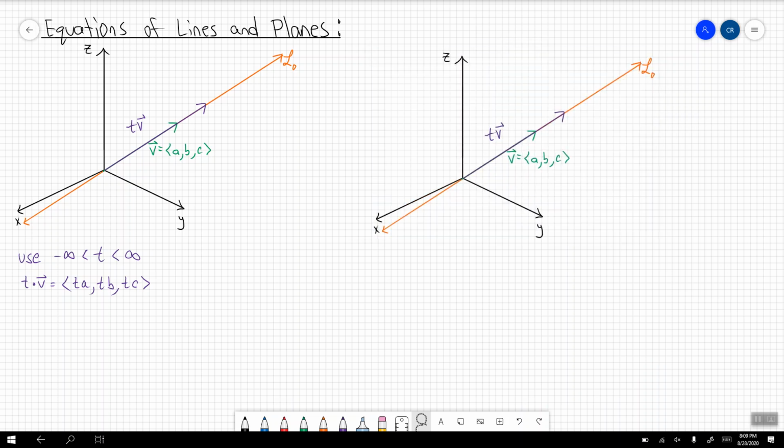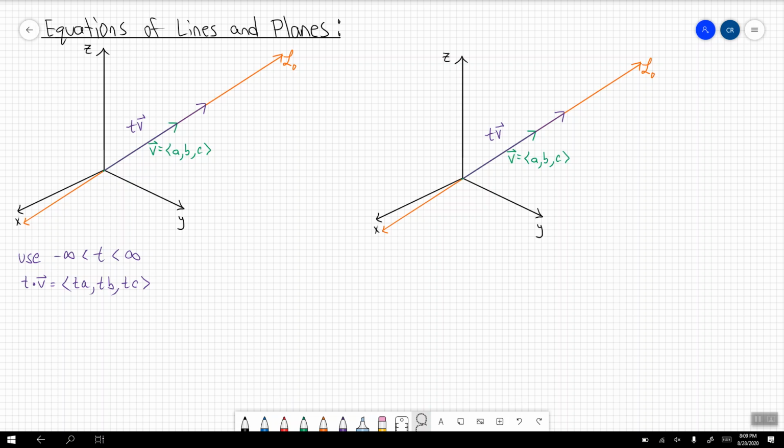So what can we do? Well, this is what I'm going to do. I'm going to take everything that I've built so far: my coordinate system x, y, z, my line L naught, my vector t times v and my vector v, and I'm going to reconstruct it on this other coordinate system. Okay, here we are.